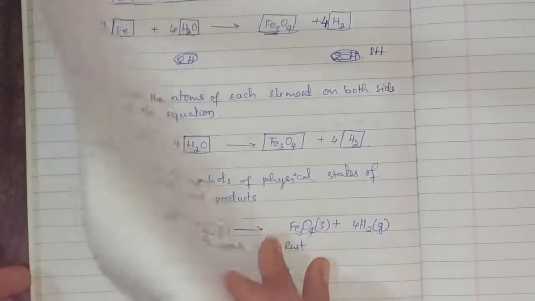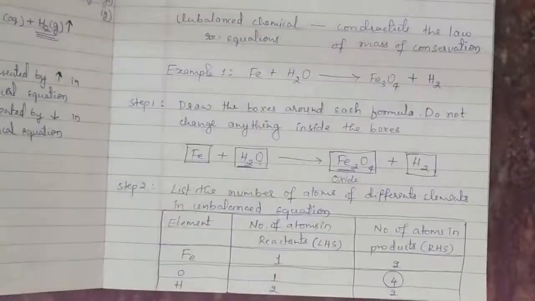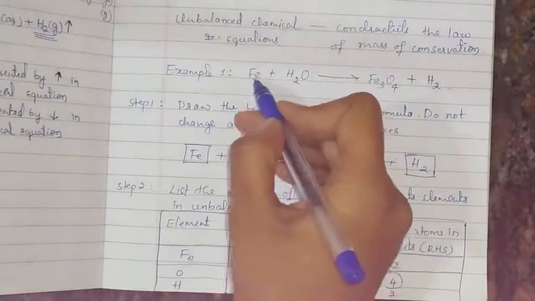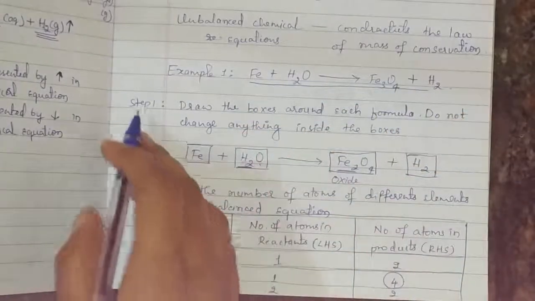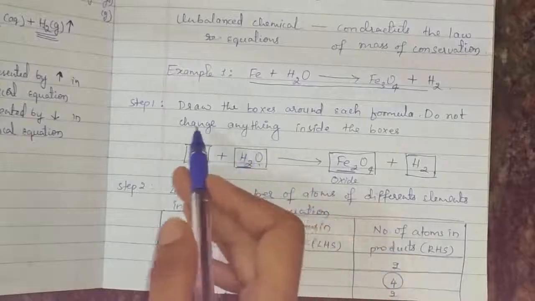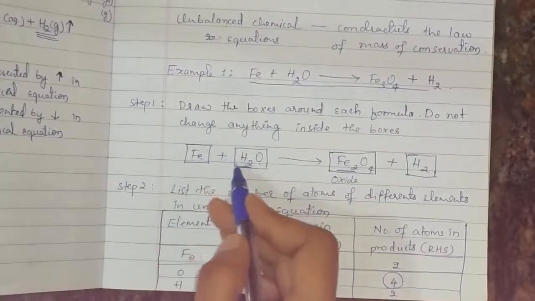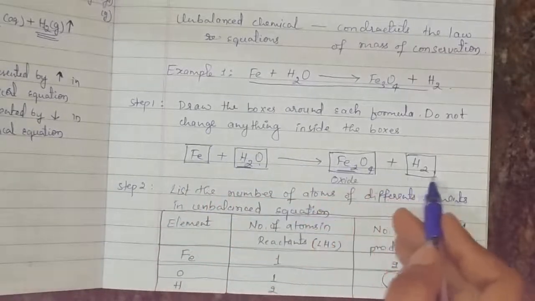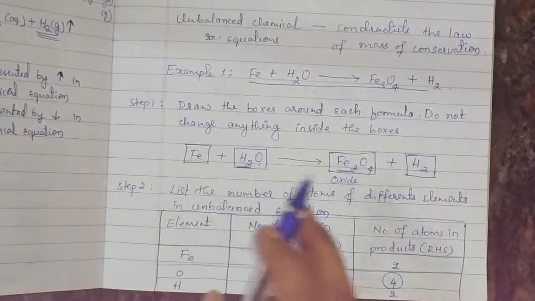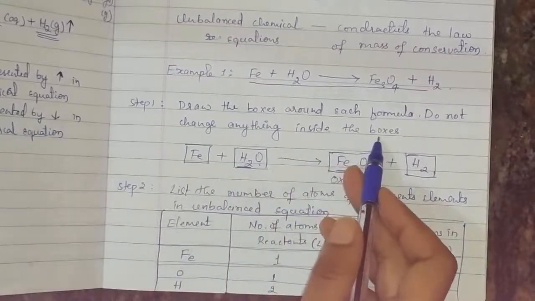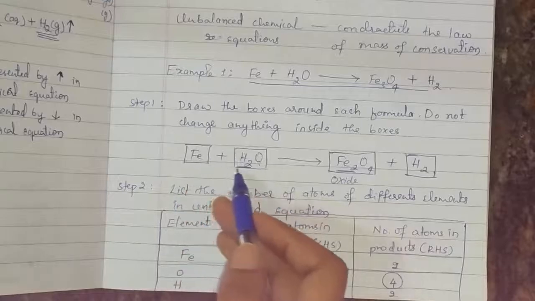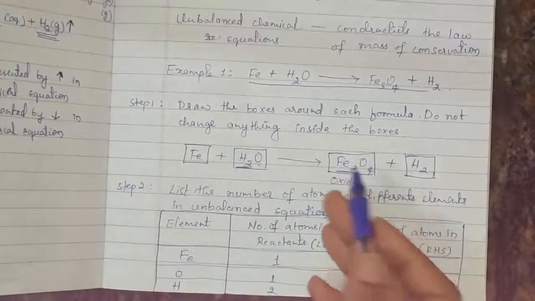Okay, children, see here. Step by step, we have balanced this chemical equation. In step 1, we have to draw the boxes around each chemical formula in the chemical equation, and do not change anything inside the boxes until all the items in reactants and product side are balanced.